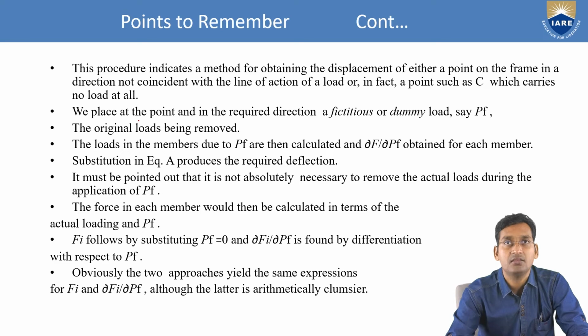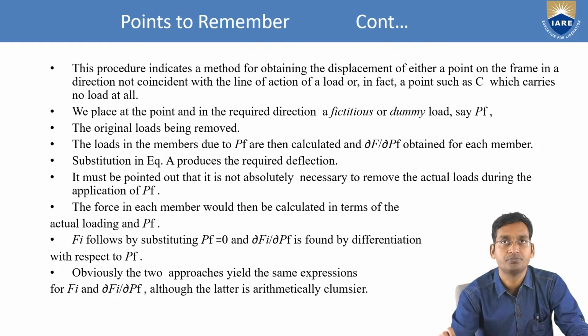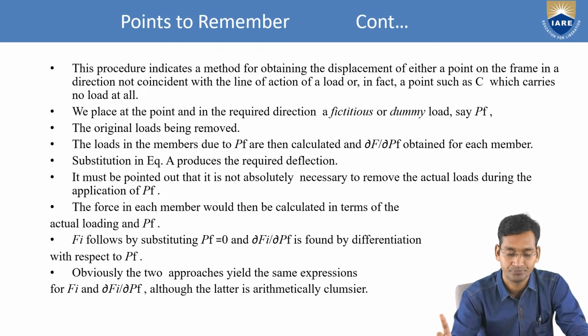We place at the point and in the required direction a fictitious or dummy load, say PF. Means what? Now how will we do it? Wherever is required, like at C we have to find, we will put a fictitious load or dummy load, just P fictitious. Now after that, the original load, with respect to P we are finding P2, so P2 we will remove. So the original load is being removed. The load in the member due to PF is then calculated and ∂F by ∂PF, the ∂ which is obtained for each member.